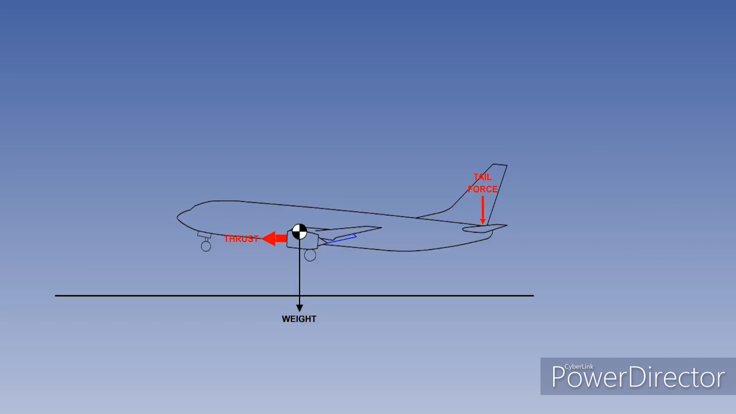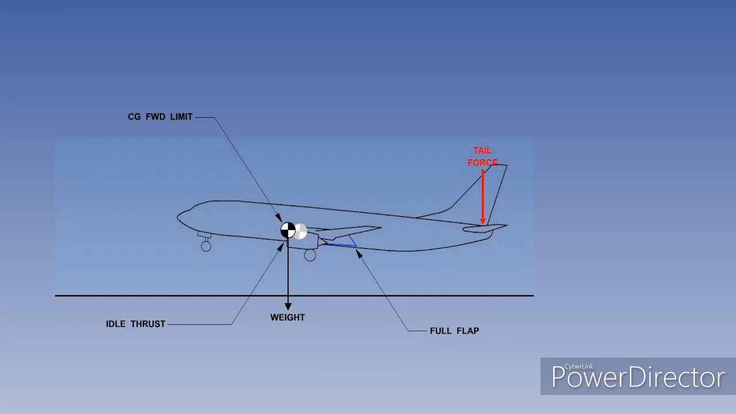When flaring to land, enough elevator control power must be available to rotate the aircraft to the required nose-up attitude. Anything that increases the nose-down pitching moment will increase the amount of elevator deflection required for the same pitch attitude, such as idle thrust, full flap, forward CG, and the aircraft in ground effect.